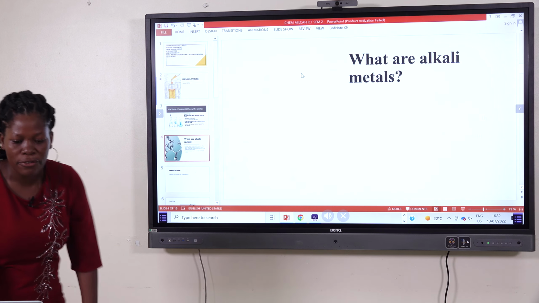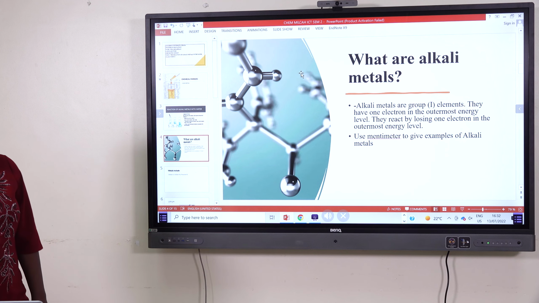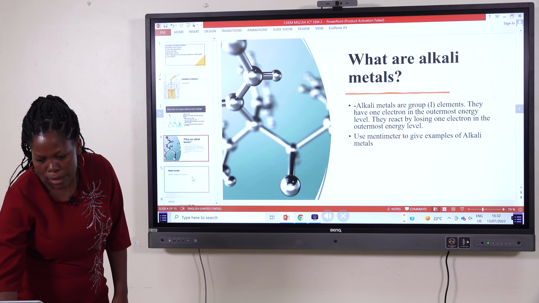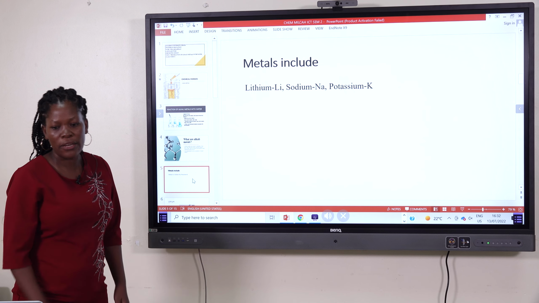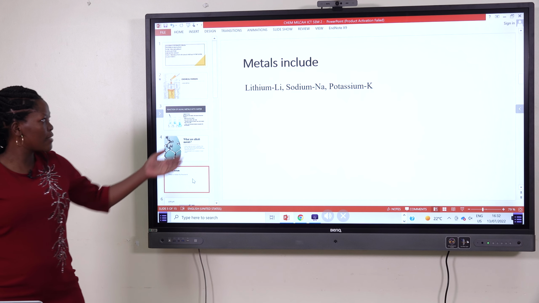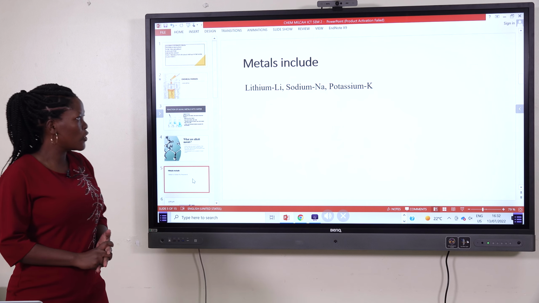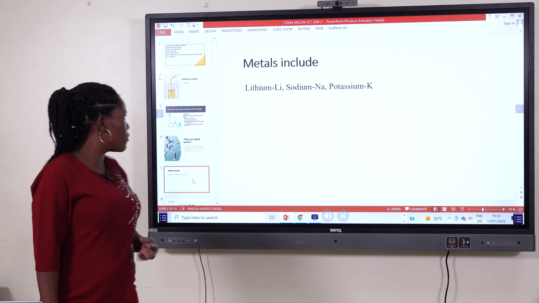So now we have known what these alkali metals are. We have given examples. We are talking about potassium, we are talking about sodium, and finally we are talking about lithium. We have their symbols. Lithium is Li, sodium is Na, and then potassium is K. That is the chemical symbol.